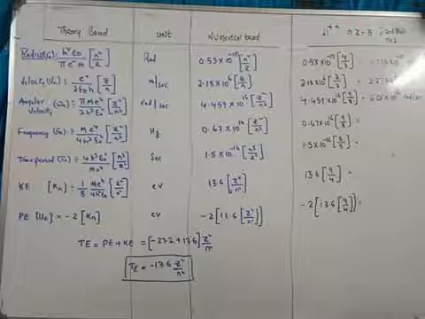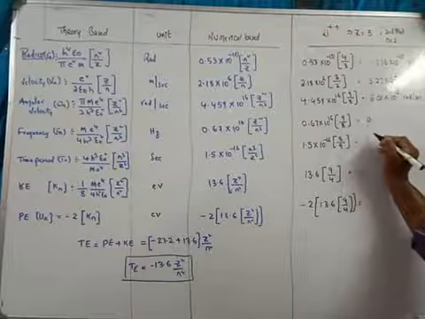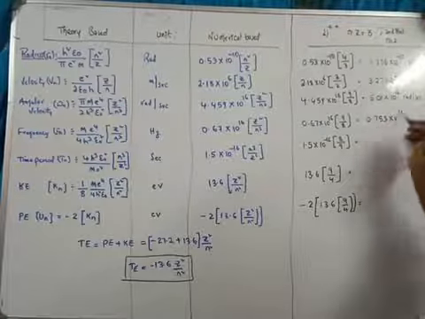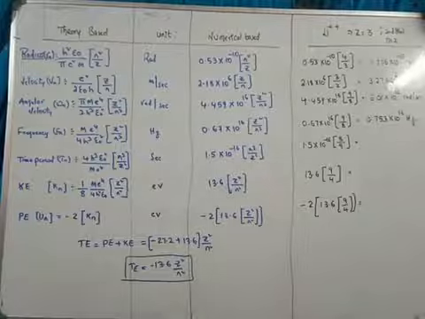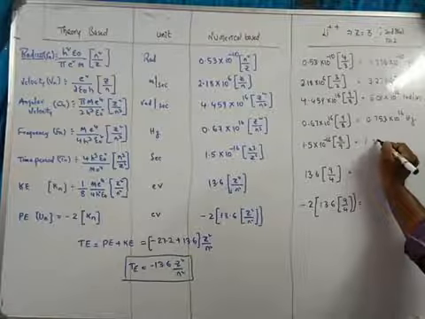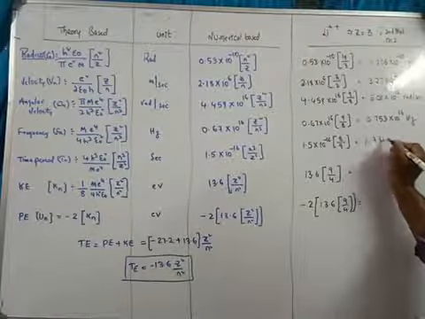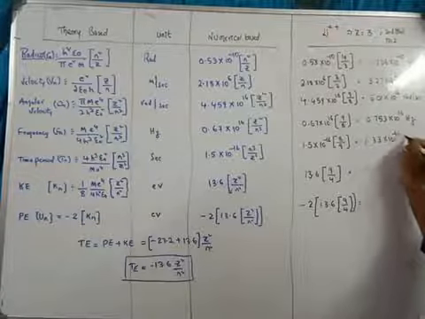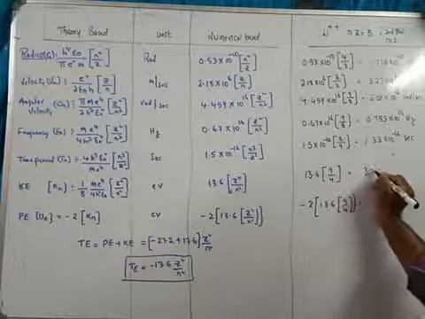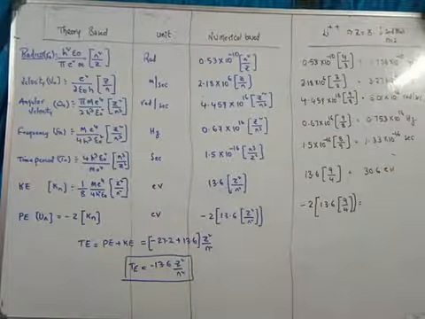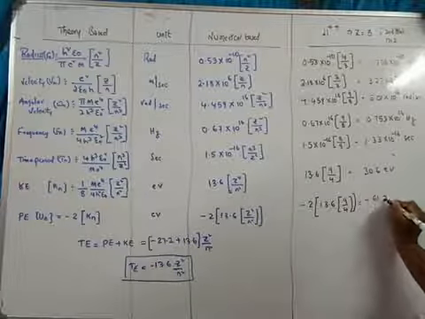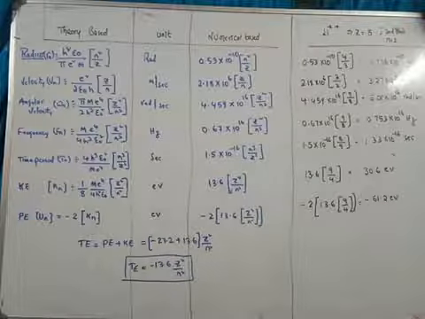Similarly, for frequency, we get 0.753 into 10 to the power of 16 hertz. Next, the time period is 1.3433 into 10 to the power of minus 16 seconds. And kinetic energy, already we calculated as 30.6 electron volt. If you multiply it by minus 2, we get minus 61.2 electron volt. And what will be the total energy?